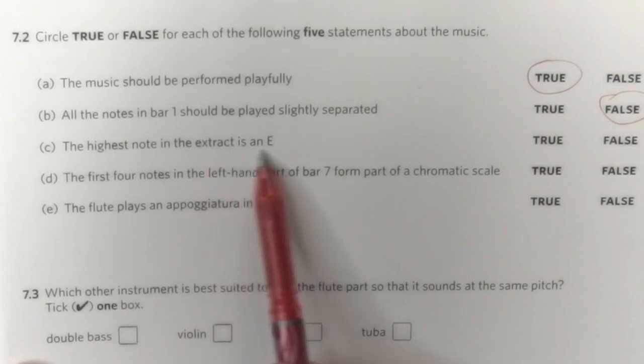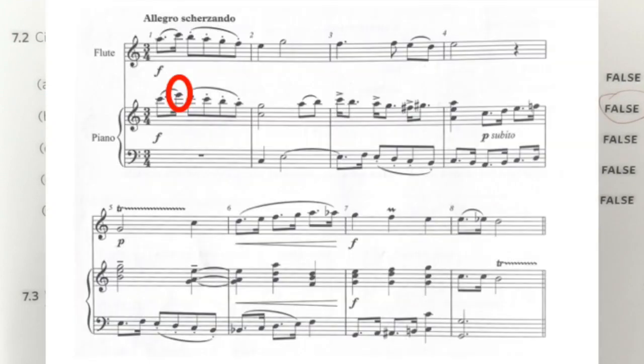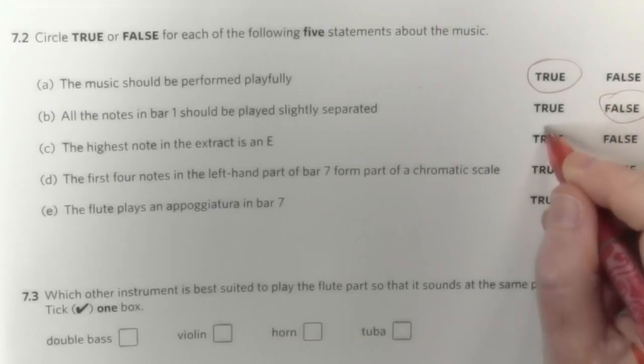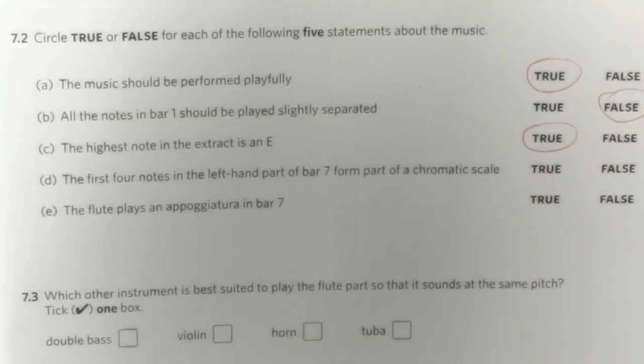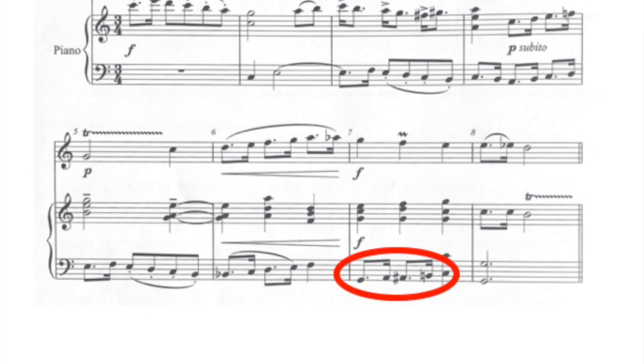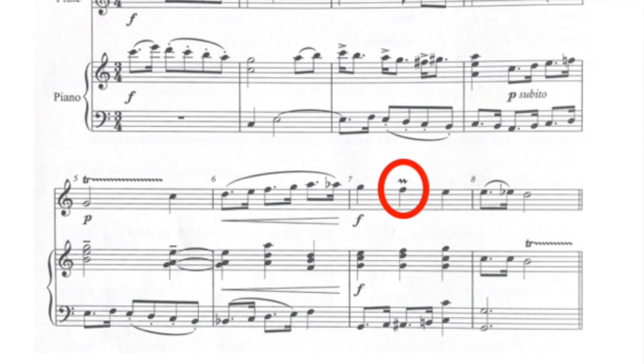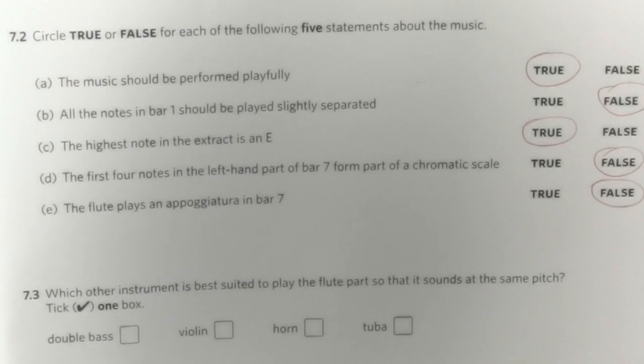The highest note in the extract is an E. So now here we need to see. The answer is yes, because in the treble clef we have an E near the beginning. The first four notes in the left-hand part in bar 7 form part of a chromatic scale. The answer here is false, because sol, la, the first two notes, are one tone apart, and to make a chromatic scale we need only semitones. So, false. The flute plays an appoggiatura in bar 7, and that is not an appoggiatura, but a mordent. So, false. Done. Is it all clear?